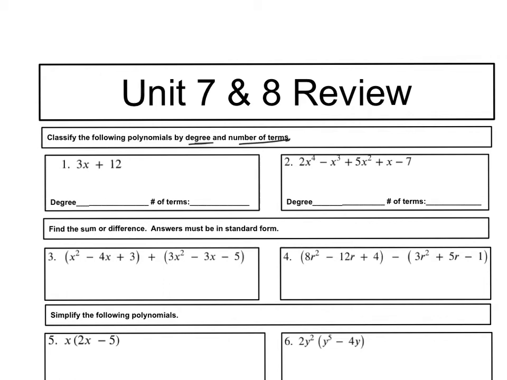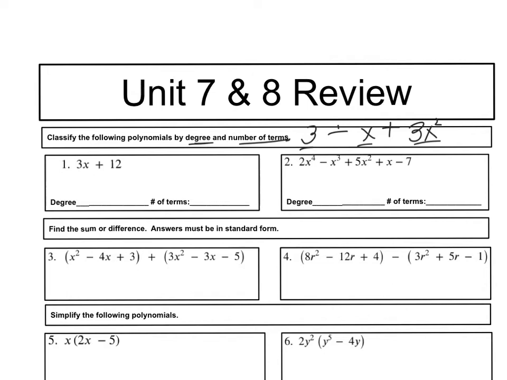And remember, a term is a number, a variable, or the product of. Alright, so 3 is a term, x is a term, 3x squared is a term. And terms are usually separated by plus and minus. So this expression has 3 terms. The degree is going to be your highest exponent in the expression, the term with the highest exponent.